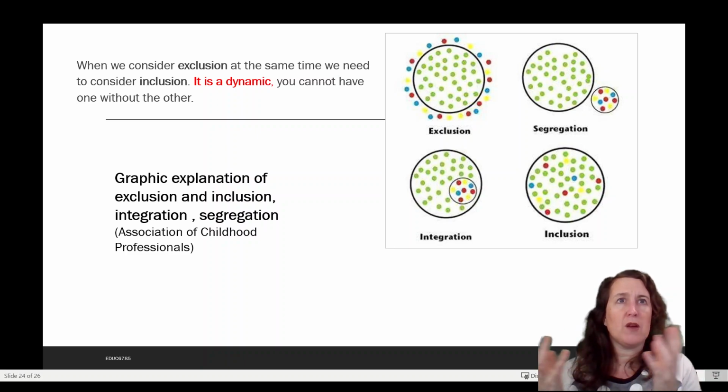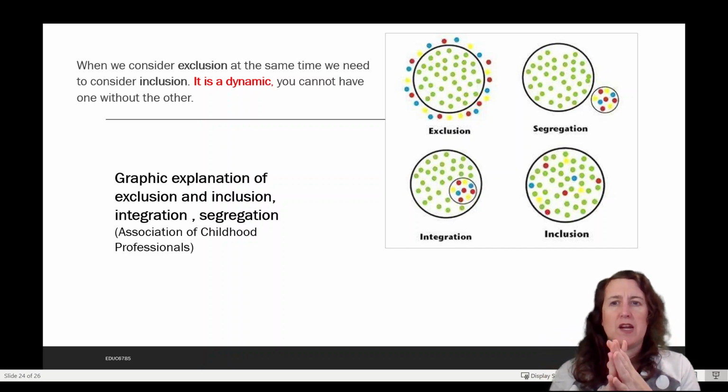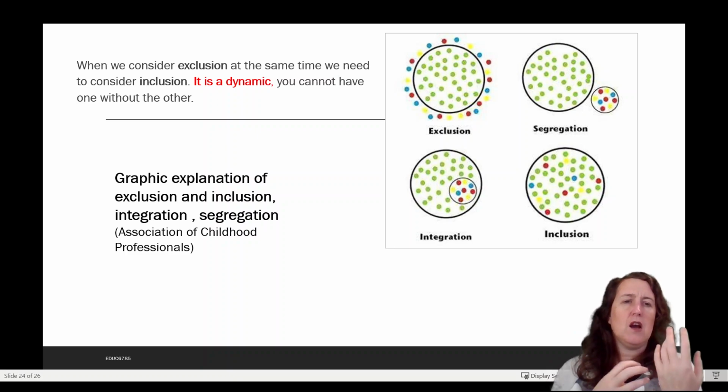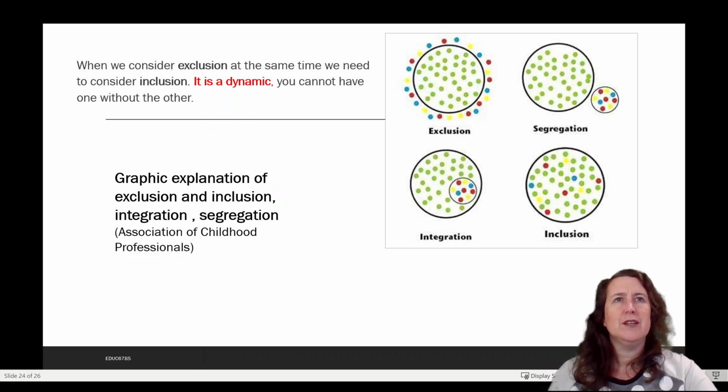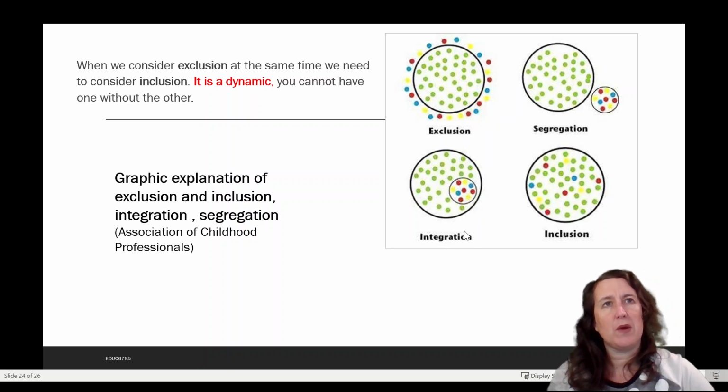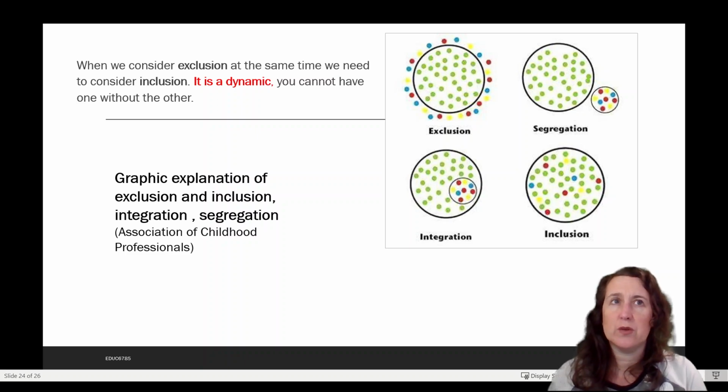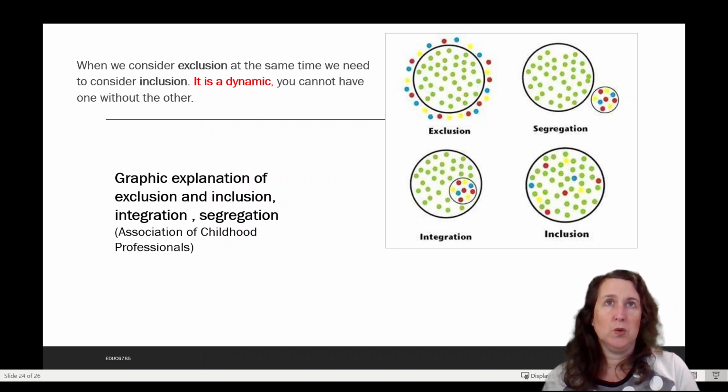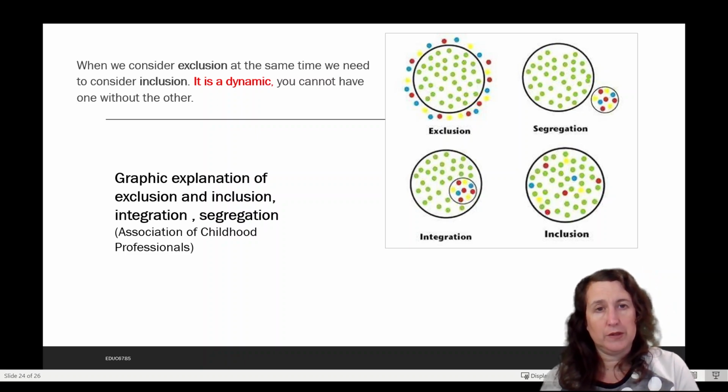And so what I've got above me here is a graphic explanation of inclusion and exclusion, integration and segregation. So there's true inclusion in this diagram, but often we see patterns that look like exclusion, segregation or integration, particularly if we think about how students with additional and special needs in schools are included or not.